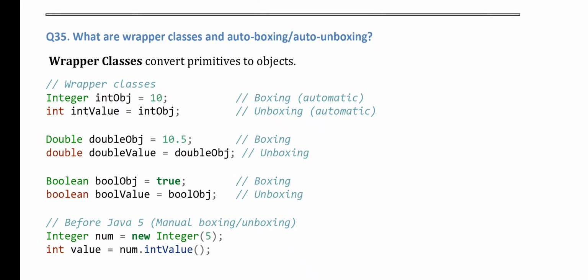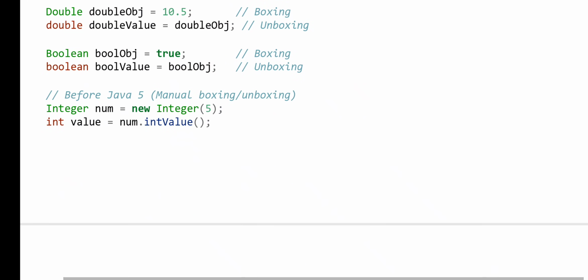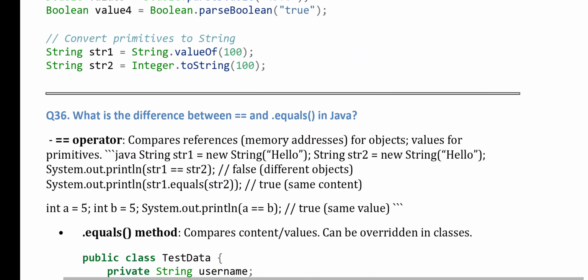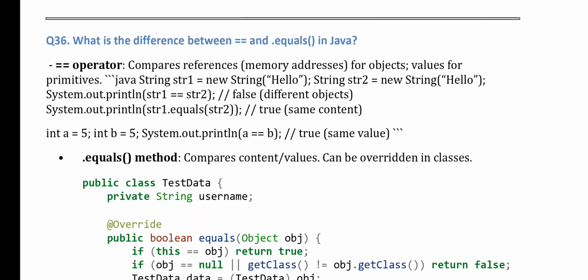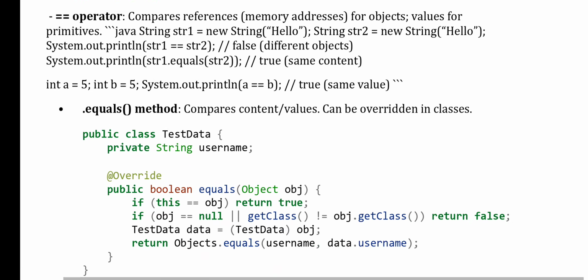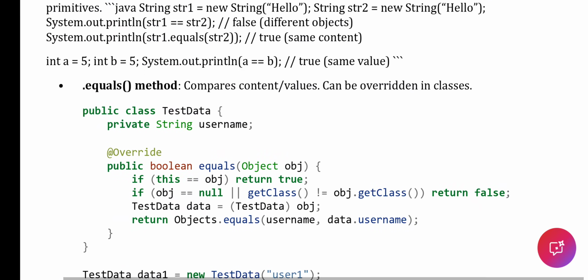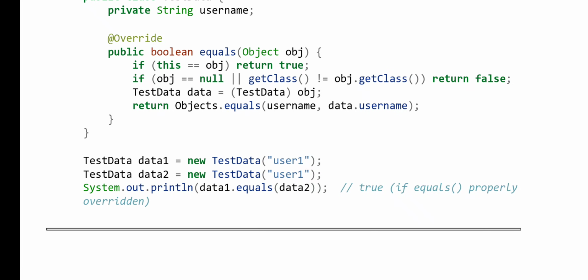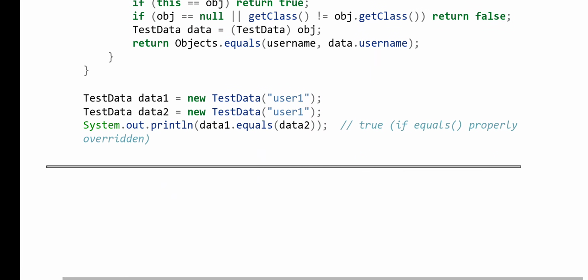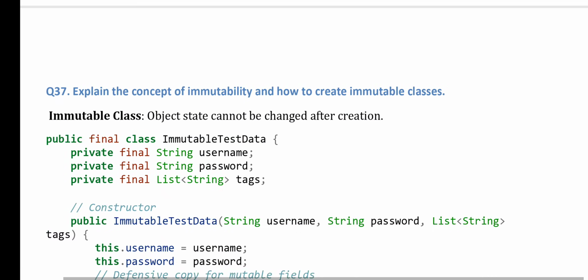What are wrapper classes and autoboxing and unboxing? What is the difference between the equal to operator and the dot equals method in Java? See, everything is written in code format. So try to understand the code and then demonstrate it in the interview.